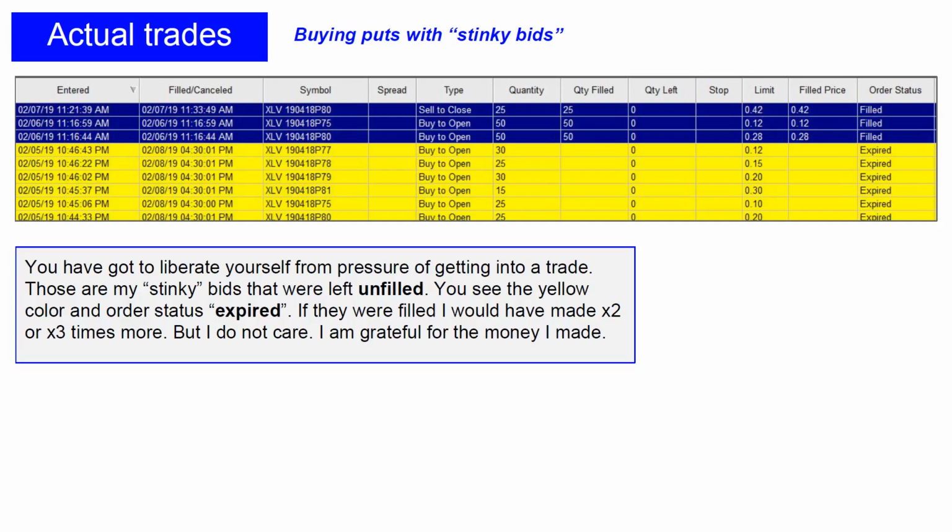So you should always be prepared that you had a nice setup and you failed to execute on it because you were too greedy when you set the price for your order. That's okay. That's why normally you should use several tranches.